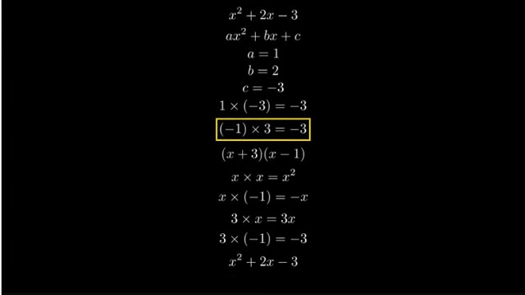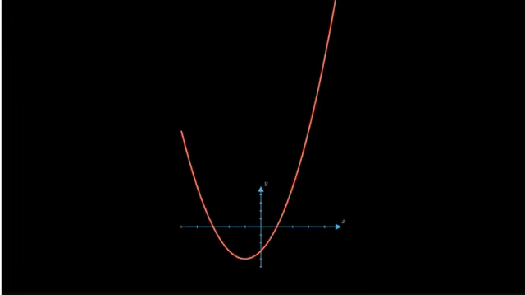To visualize this factoring process, let's look at a graph of our quadratic function. Here's the graph of y equals x squared plus 2x minus 3. The x-intercepts of this graph are the roots of our quadratic equation. We can see that the graph crosses the x-axis at x equals minus 3 and x equals 1. These are the solutions to our quadratic equation when it's set equal to 0, and they correspond to the factors we found.